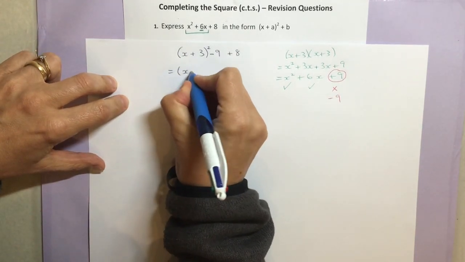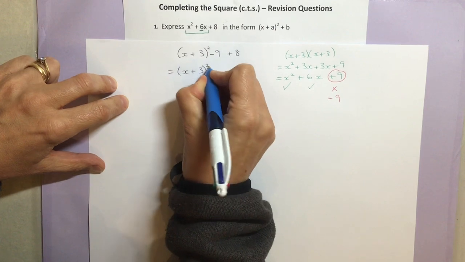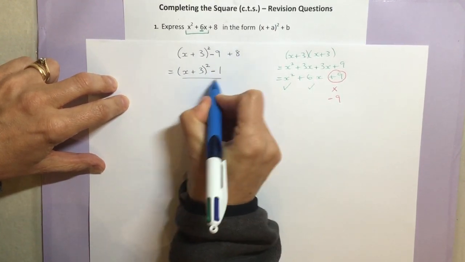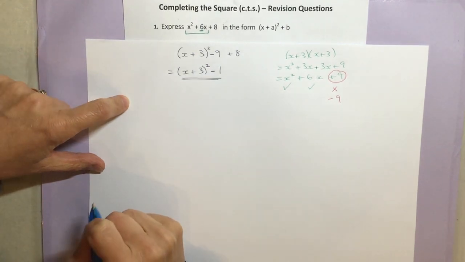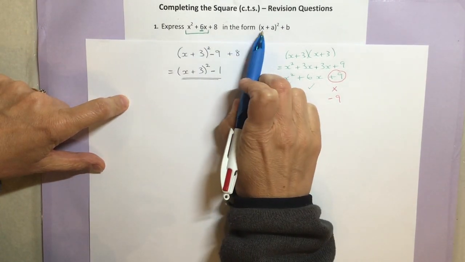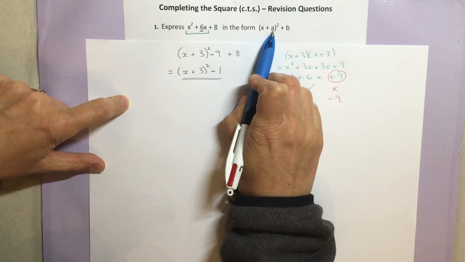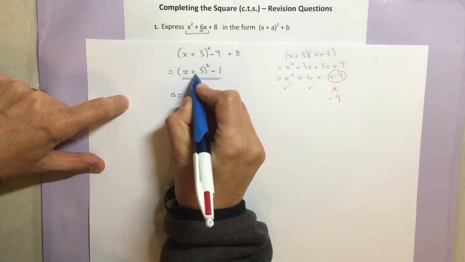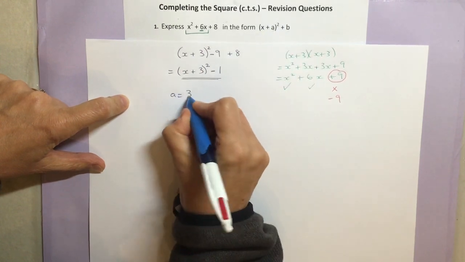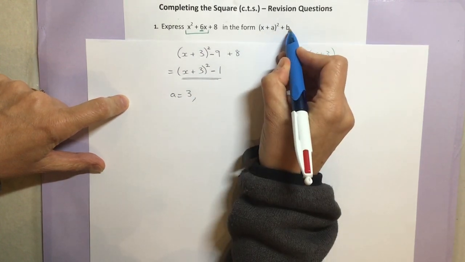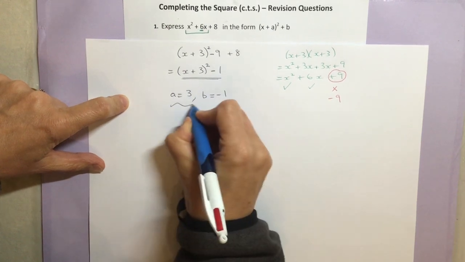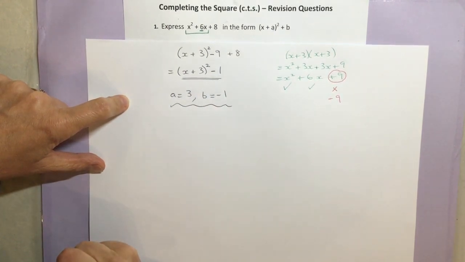So the final thing to do is to just sort out the numbers at the end. Minus 9 plus 8 is minus 1, and that's the process of completing the square done. So if we're asked to express it in this form, x plus a squared, so x plus something all squared plus another number. So here a would be 3, and b, it says plus b, but this is actually negative 1, so b is negative 1. So that would be the answer if they were asking us for a and b.